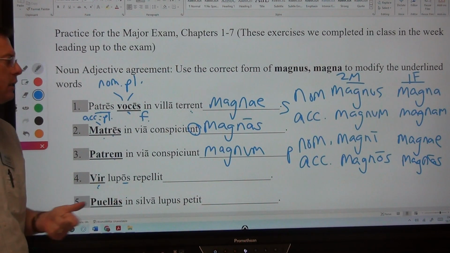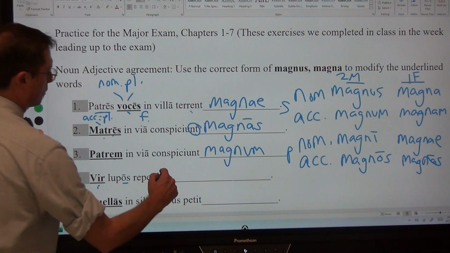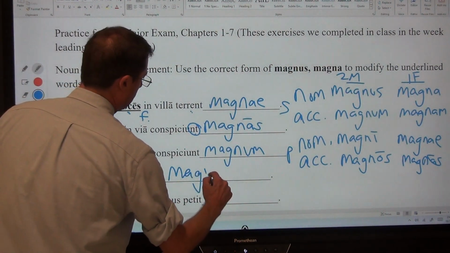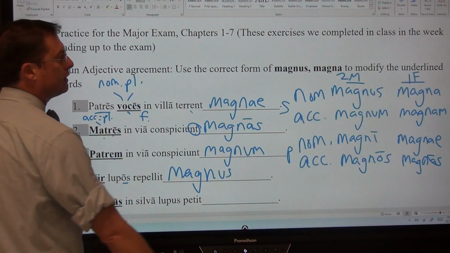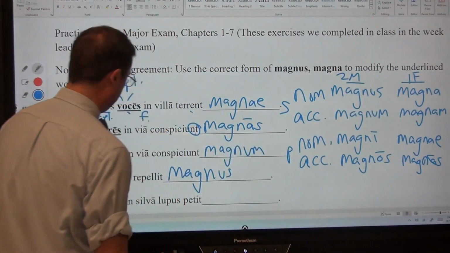It is going to be singular, it is going to be masculine, and so therefore, to make it a big man, it would be then magnus. How did I get that? It was nominative, singular, masculine, and there you see it.